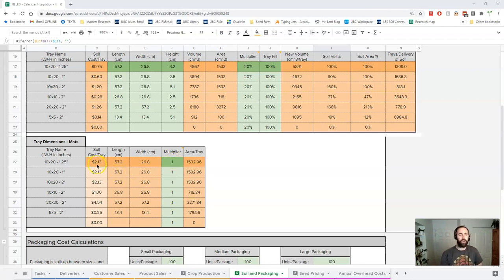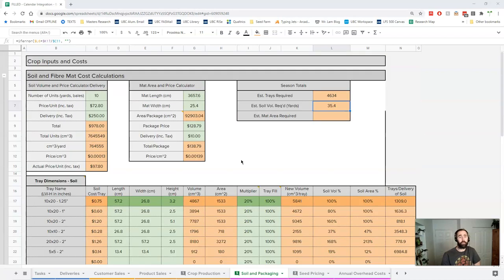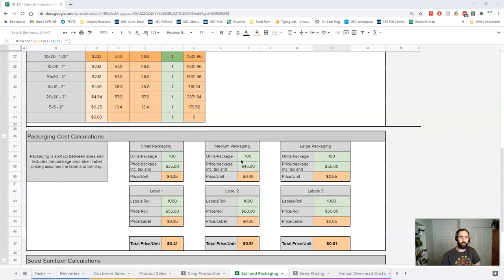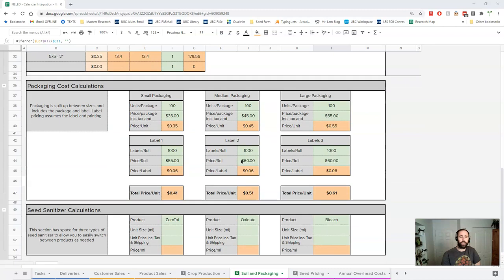And then you can see here, as we look at our 10-20, that's 1¼ inches deep, our cost is about $2.13. So it's about three times what you're paying for this one here at 75 cents. So again, it's not a big cost, but these costs add up when you're growing 4,000 trays. So you spend a lot of money on this stuff over time is what you start to learn.